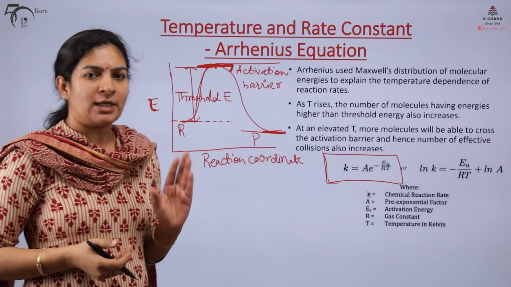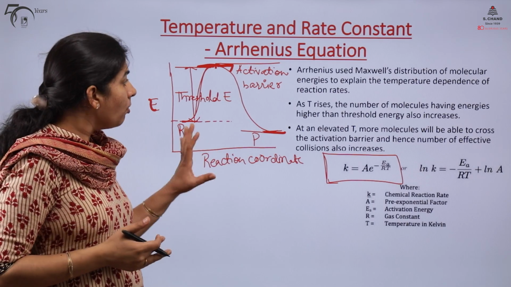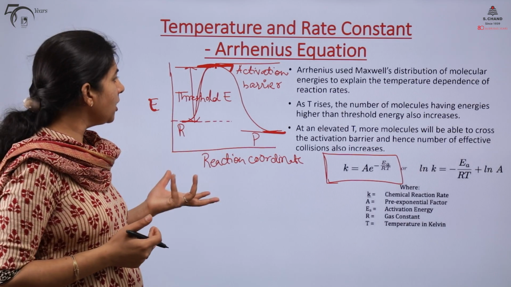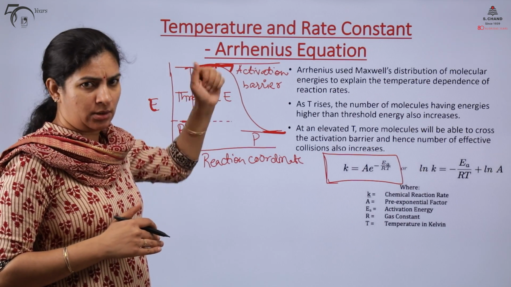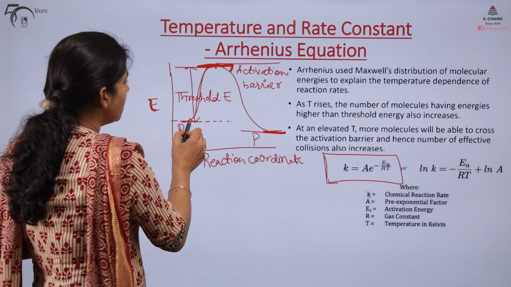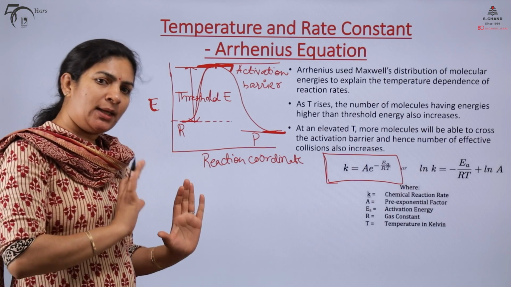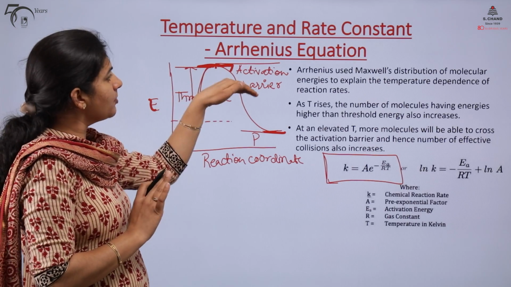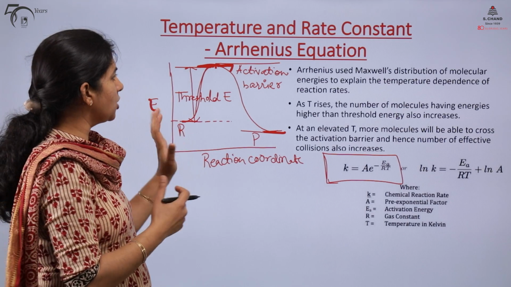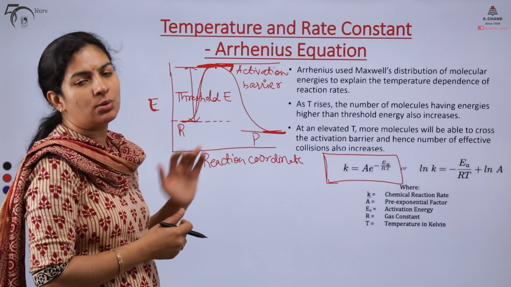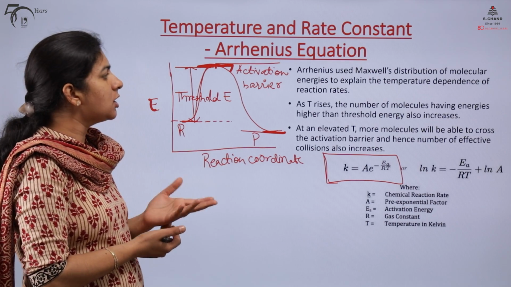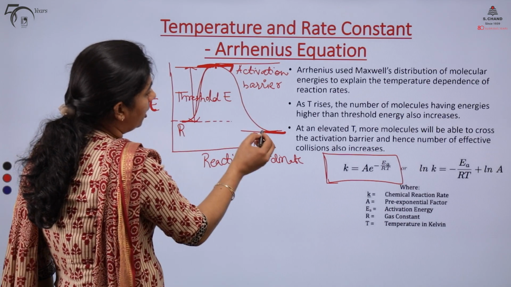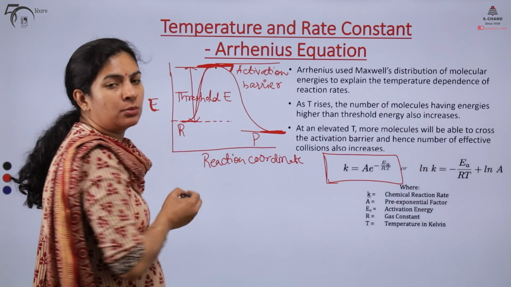Now what happens at higher temperature is that more and more molecules have energies higher than threshold energy, right? So earlier maybe 20% of molecules were able to cross this barrier. Now at a higher temperature, let's say 50% of molecules are able to cross this barrier. More molecules with more energies, and therefore they undergo this chemical reaction and form the products.